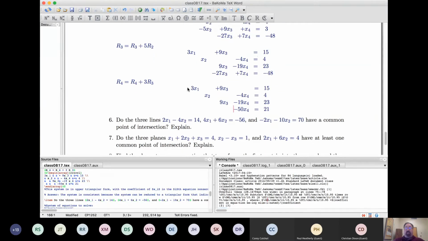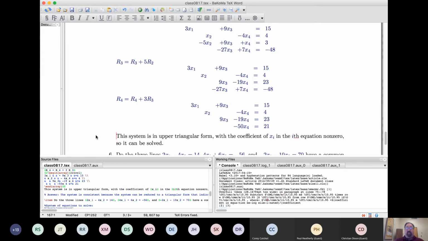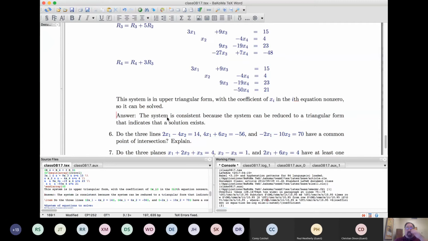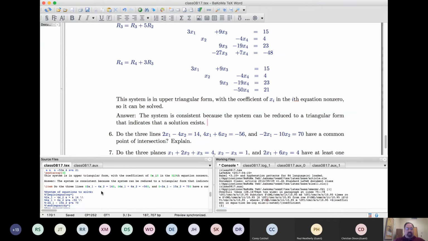Okay, so now we have this upper triangular form. So everything below, so here, the 3, the 1, the 9, and the minus 50, those form the main diagonal. Everything below it is 0. And when all of the coefficients along this diagonal are non-zero, as they are here, then we know that the system can be solved. So in other words, we could say that this system is consistent.